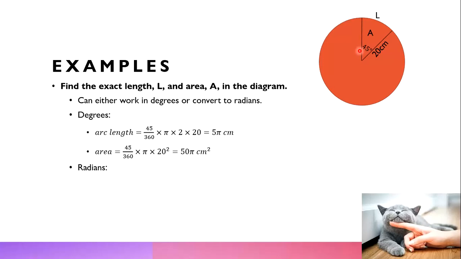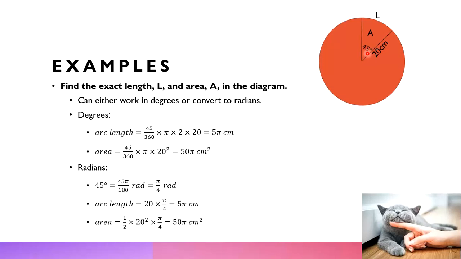If you think it's easier, you can convert to radians and then work them out from there. So 45 degrees is 45 pi over 180 radians, which is going to be pi over 4 radians. Arc length is going to be 20, the radius, lots of pi over 4, the angle, which is 5 pi centimetres. And the area is going to be half of 20 squared, r squared, lots of pi over 4, theta, which is 50 pi centimetres squared. So both of them work, completely up to you which you choose to use.